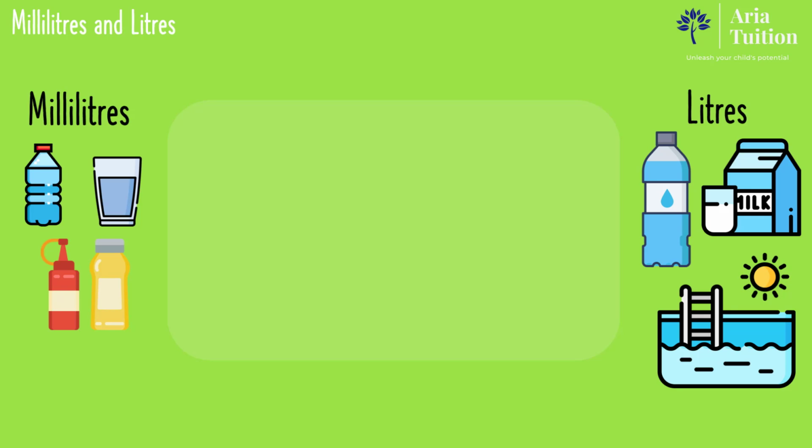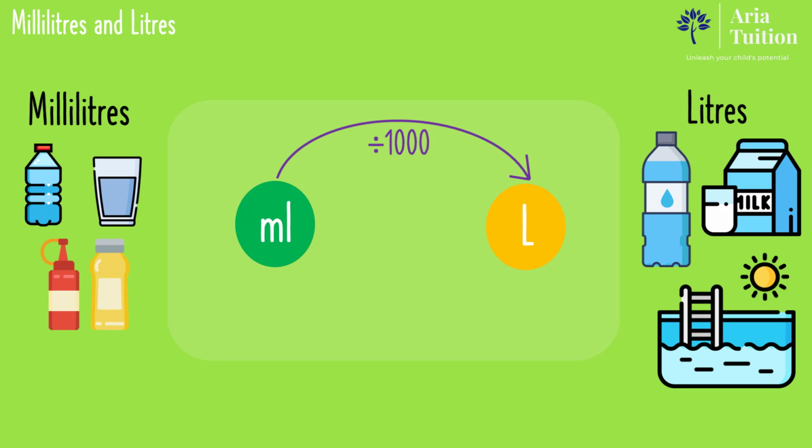So, how do we convert between millilitres and litres? To go from millilitres to litres, simply divide by 1,000. And to go from litres to millilitres, carry out the inverse, which is multiplying by 1,000. Make sure you can understand and memorise this diagram for the 11 Plus exam.